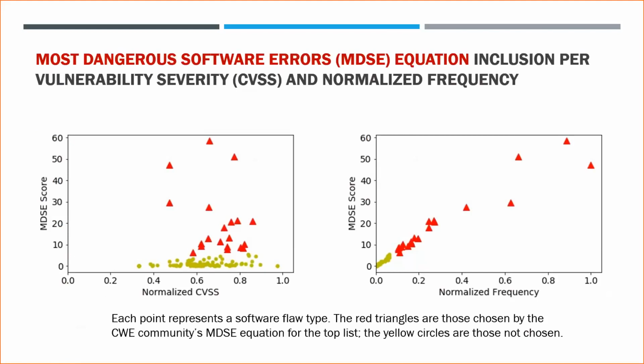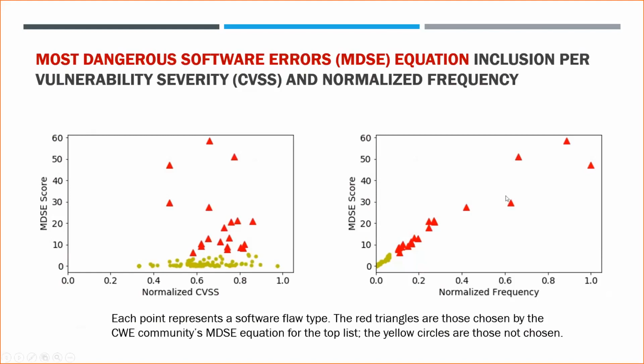In two figures, every dot represents a CWE. The yellow dots represent CWEs that were not included in the top 25 list. The red triangles represent the CWEs that were included. On the left, notice that the normalized CVSS is not actually normalized from 0 to 1, but that's a smaller flaw. But note here that the red triangles show that the top 25 CWEs identified really have varying severity values, and it goes across the distribution.